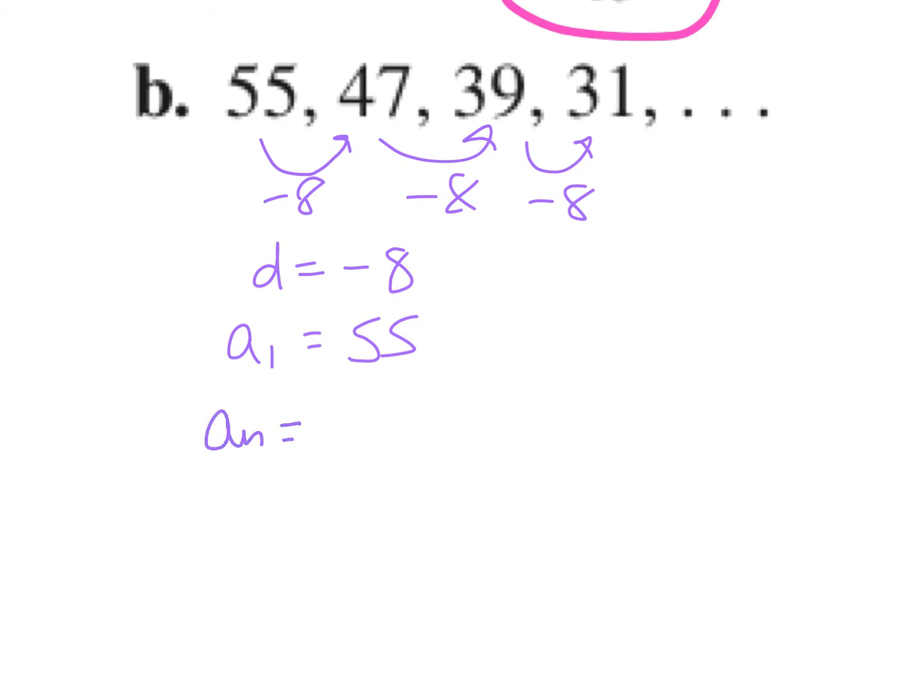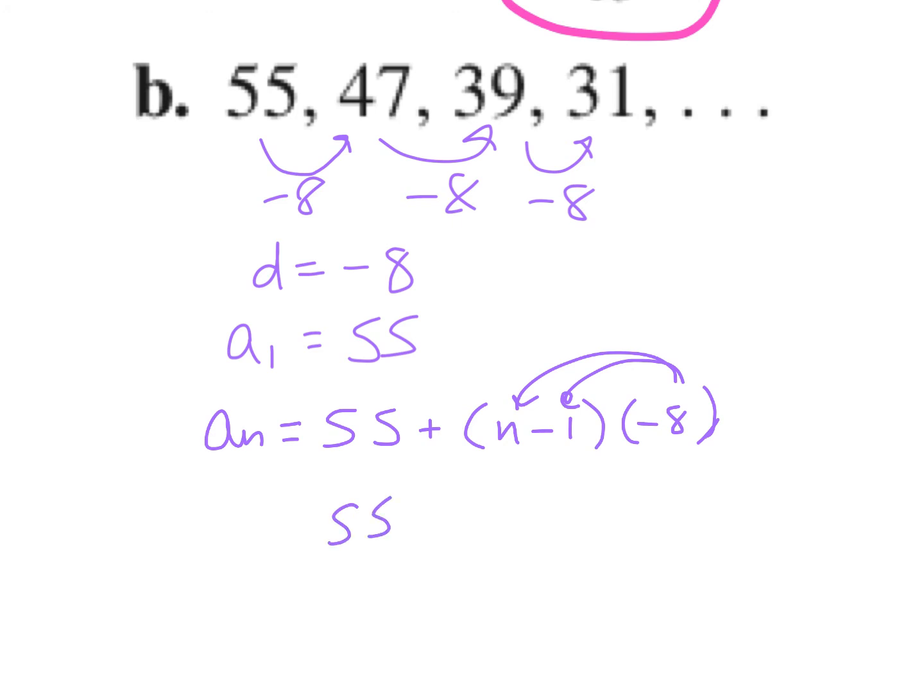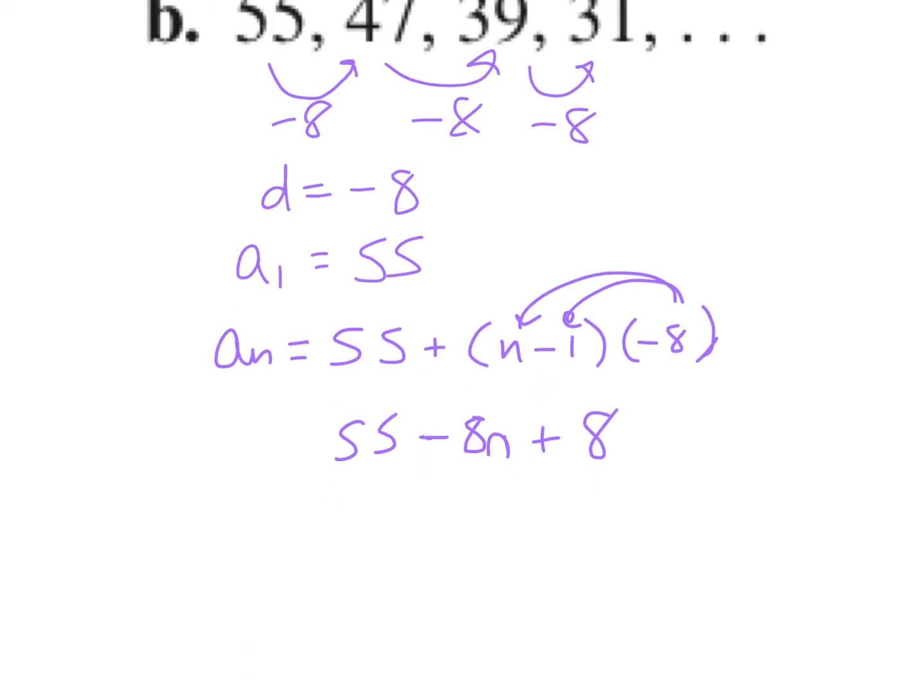We have A sub n is equal to A sub 1, which is 55, plus n minus 1 times D, which is negative 8. How can I simplify this? Distribute the negative 8. So I have 55 plus, or I guess this would be minus, 8n plus 8. And then can I simplify it anymore? So I have negative 8n, what's 55 plus 8? 63.